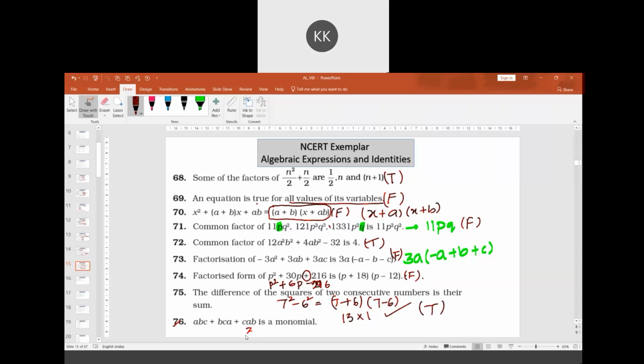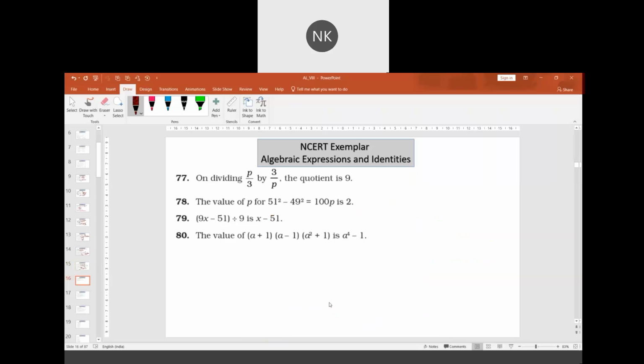We have 3ABC, sir. 3 cubes, it is a monomial, sir. The statement is monomial, sir. 3ABC.